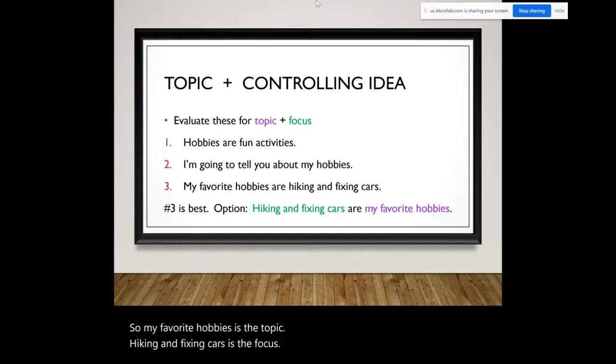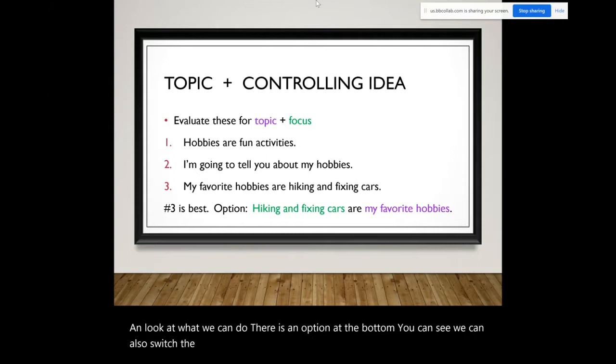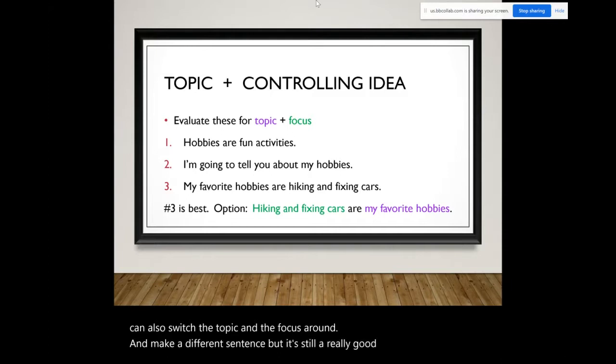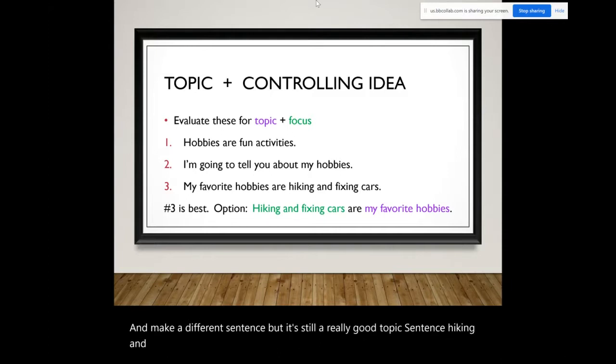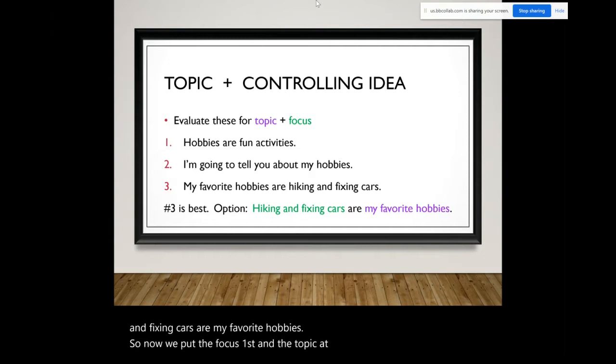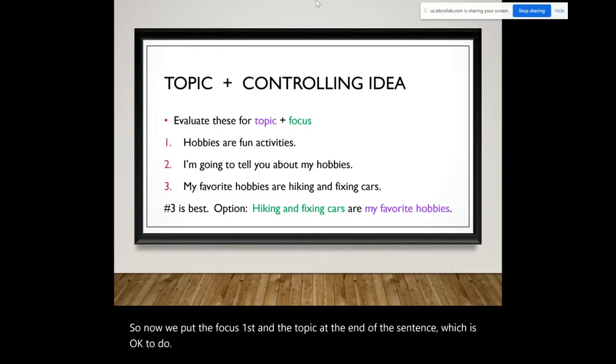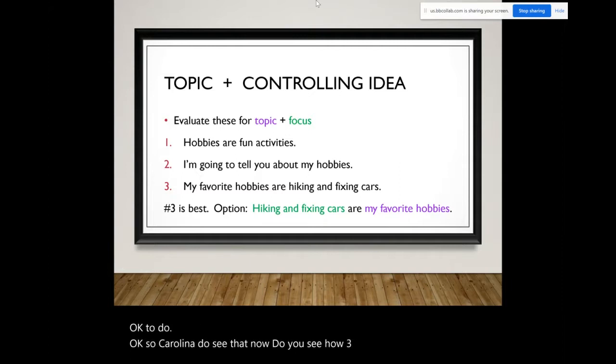And look at what we can do. There's an option at the bottom you can see. We can also switch the topic and the focus around and make a different sentence, but it's still a really good topic sentence. Hiking and fixing cars are my favorite hobbies. So now we put the focus first and the topic at the end of the sentence, which is okay to do. Okay, so Carolina, do you see that now? Do you see how number 3 is focused on something? Yes.